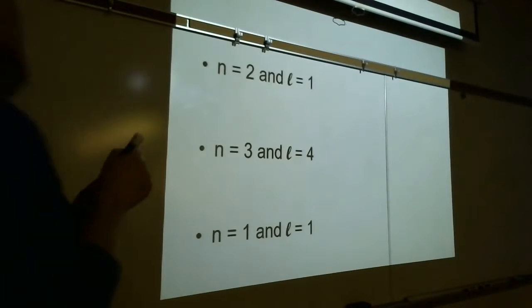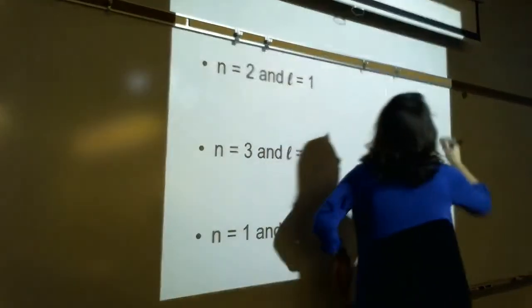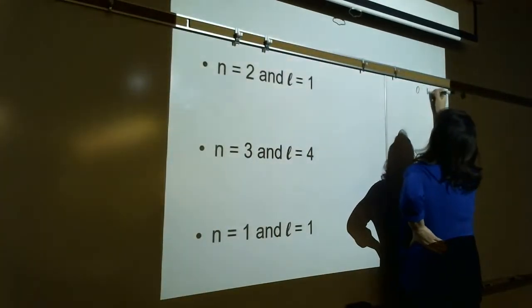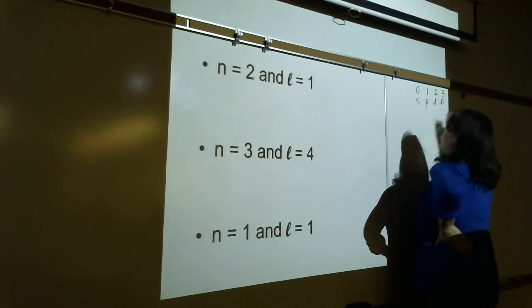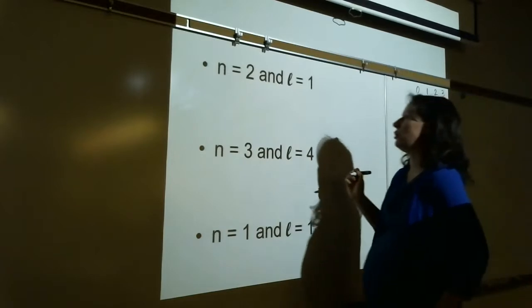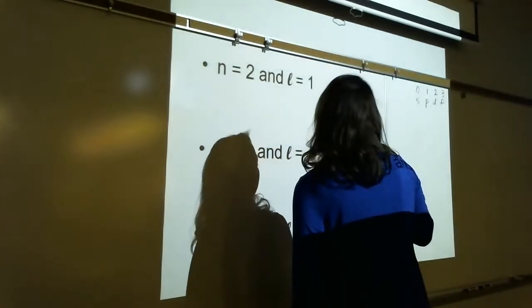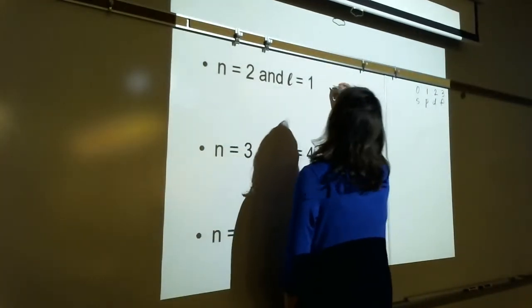All right, so let's make our little cheat sheet. 0, 1, 2, 3, S, P, D, F. Okay, n equals 2 and L equals 1. So that would be what? What name?